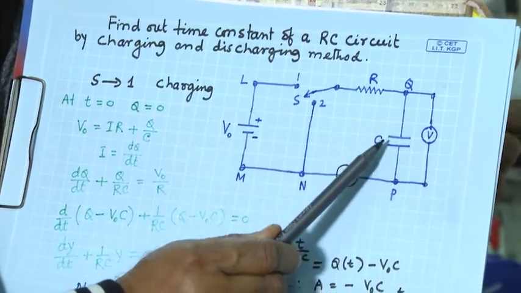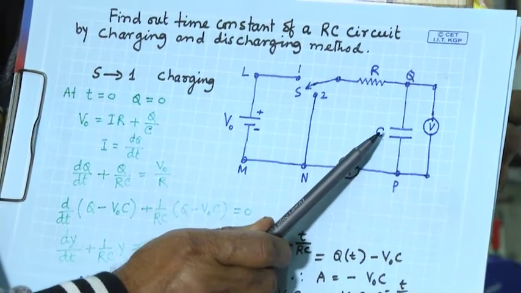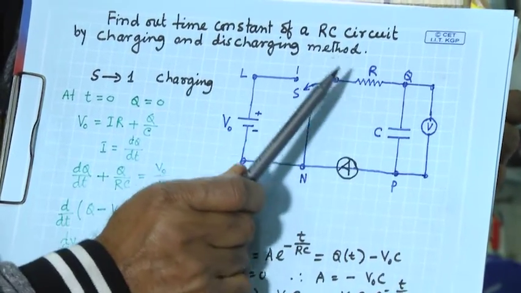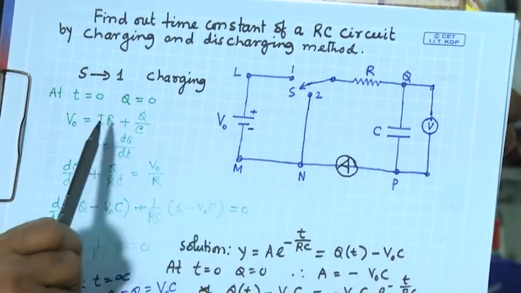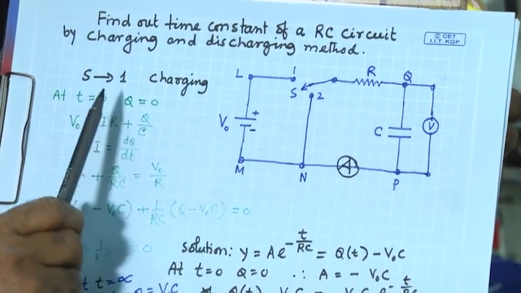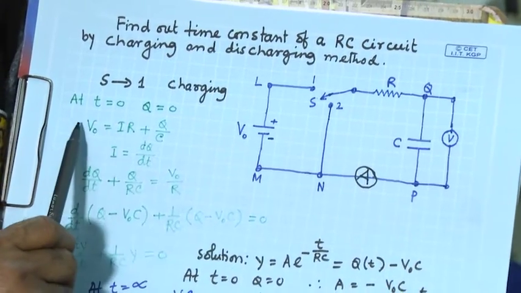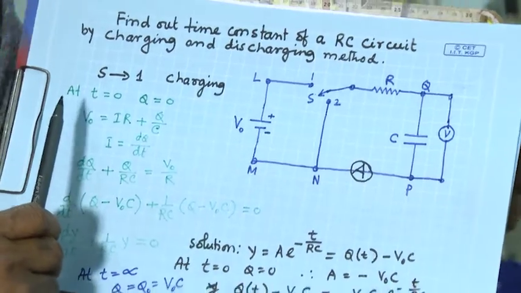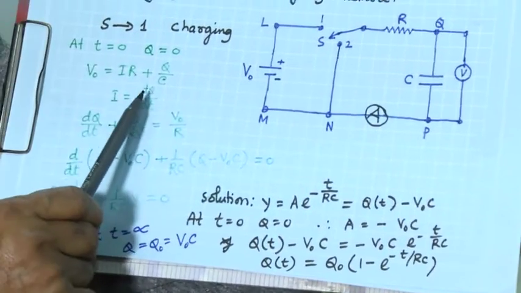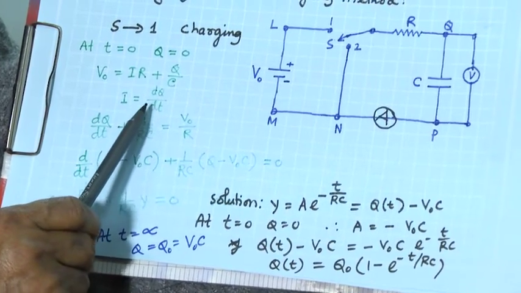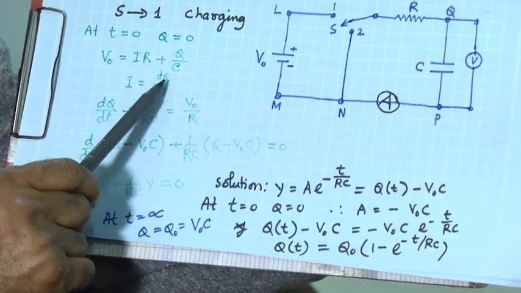So the voltage drop across the resistance and across the capacitance, these two together will be equal to the source voltage, that is V0, right. Current I is basically dq by dt, the change of charge with time. So now I can replace this I with dq by dt.